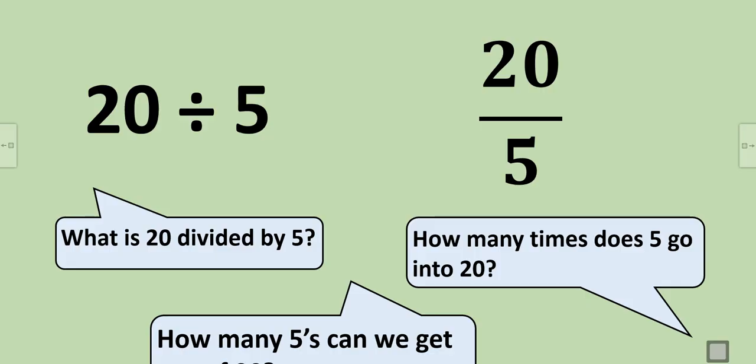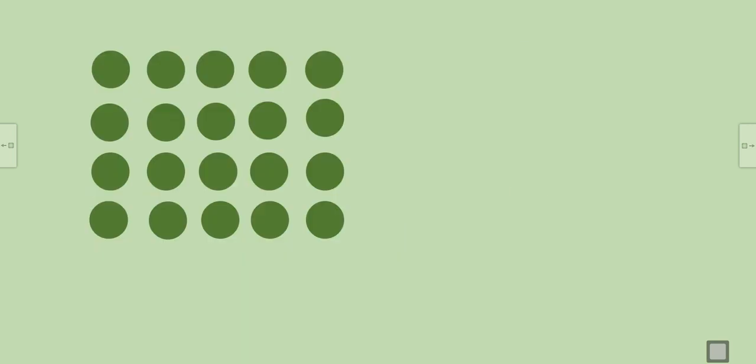How many 5s can we get out of 20? So let's see. Here's 20 circles, and what we're going to do is see how many 5s we can get out of this 20. Because division is all about splitting something up into whatever given number it is.